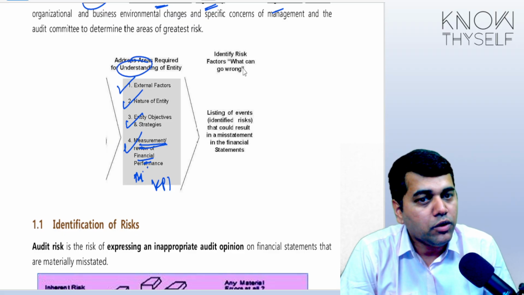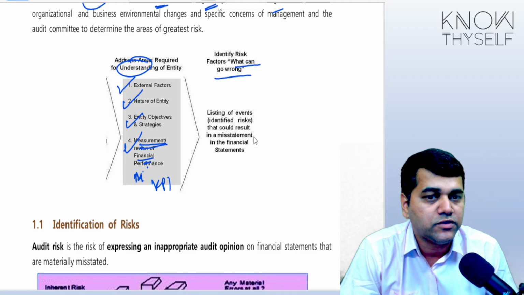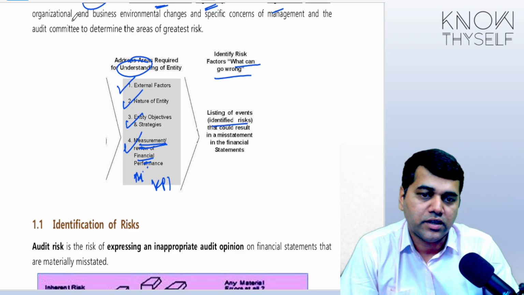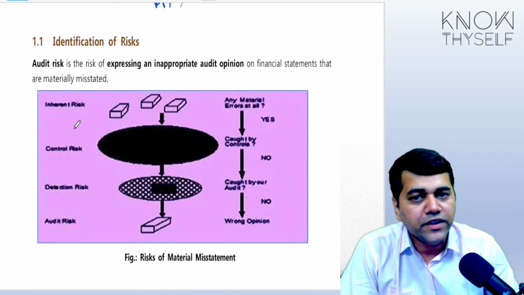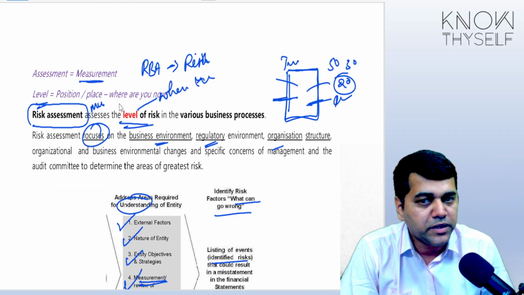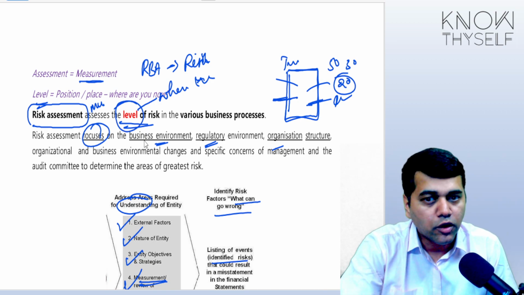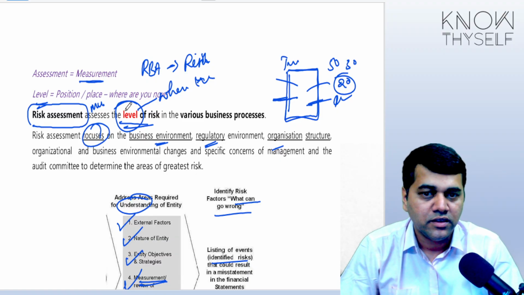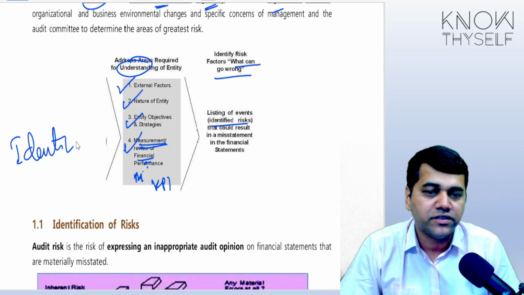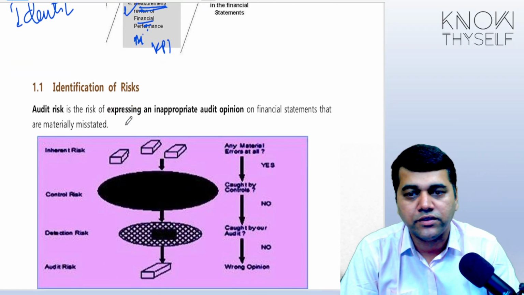And you need to ask one question: what can go wrong? Because risk-based audit always starts with the question: what could have gone wrong? You identify the risk. Now, identification of the risk. When you talk about risk assessment, it means figuring out the place of the risk. And to figure out or measure the place of the risk, are we not supposed to first identify what type of risk is there? Okay. Now let us start with the identification of the risk.